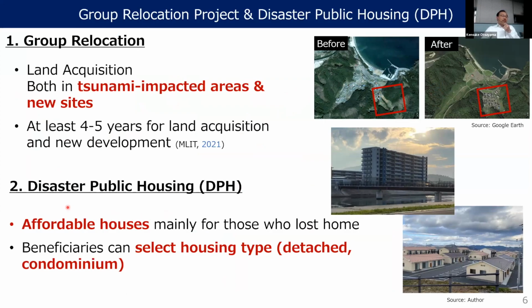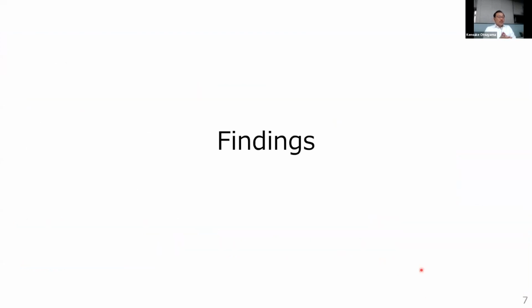And disaster public housing is really affordable housing, with a very cheap monthly payment. The project is mainly for those who lost their homes. There are two types: a condominium type of disaster public housing, or a detached house. So I'd like to tell you about the findings.